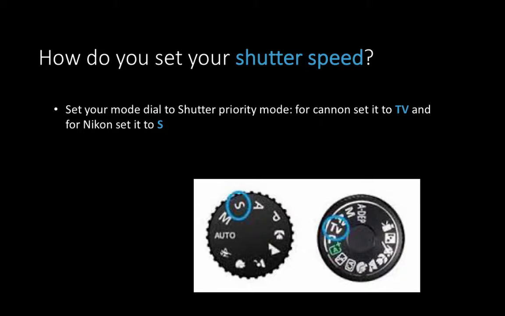So how do you set the shutter speed? First, if you are using a Canon camera, you want to set your mode dial to TV. TV is shutter priority mode. And for Nikon, you want to set your mode dial to S.